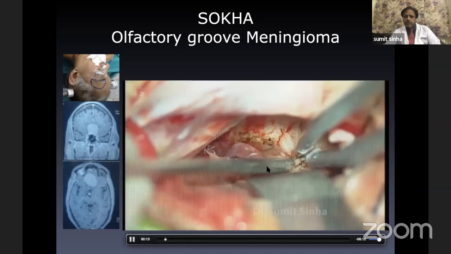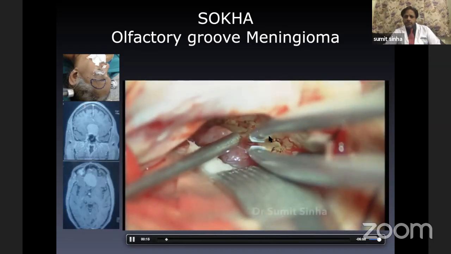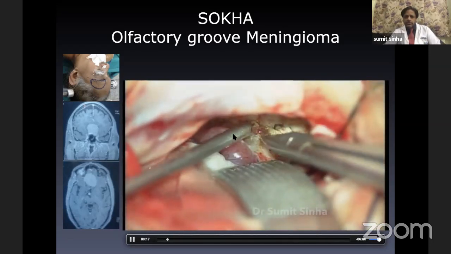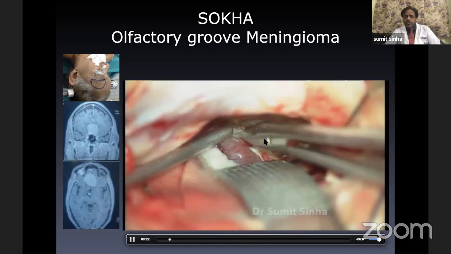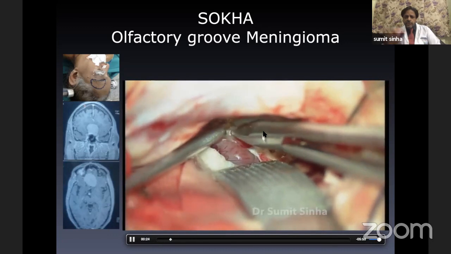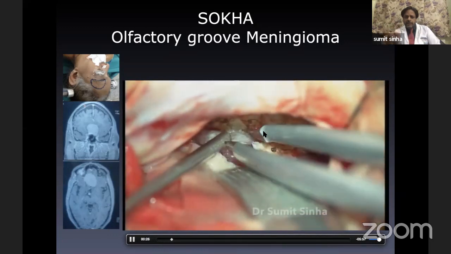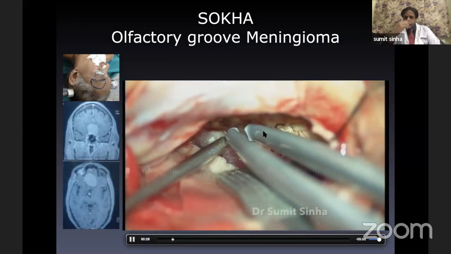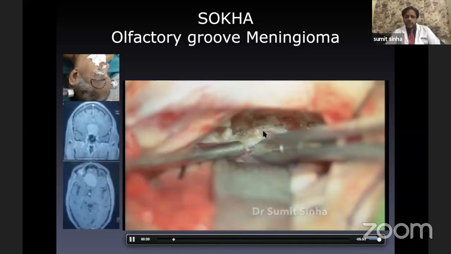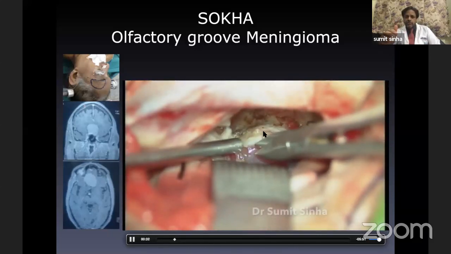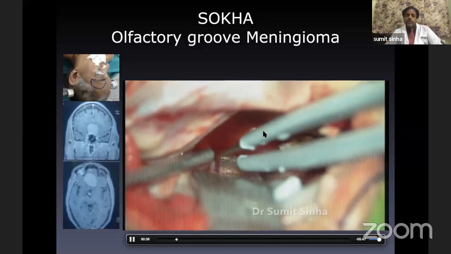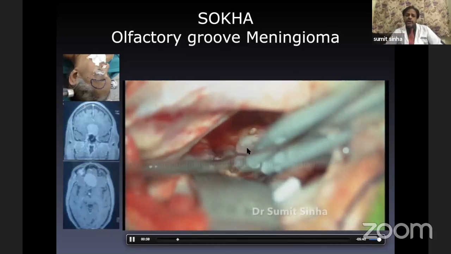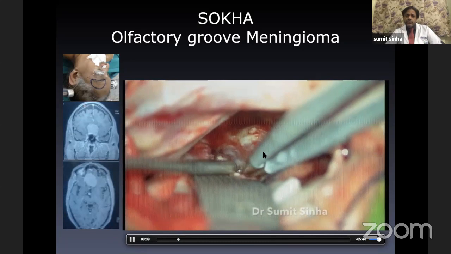And you see, this is the operative video, and you see the tumor there. The beauty of this approach is that you straight away land onto the tumor base, which is one of the principles of meningioma surgery, that you have to attack the tumor base so that the tumor is then devascularized, and then you can take out the rest of the tumor without any problems.